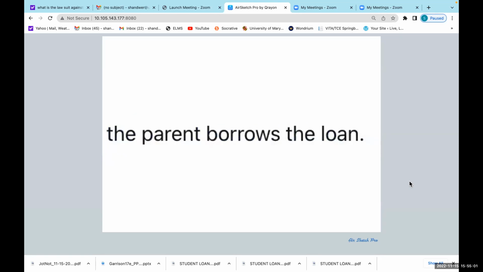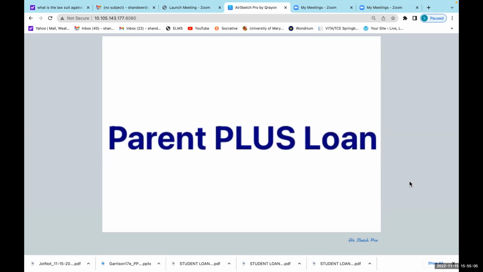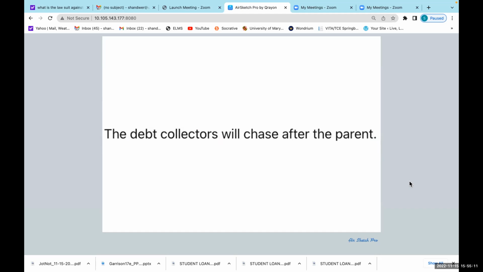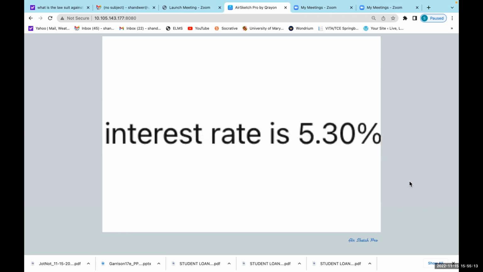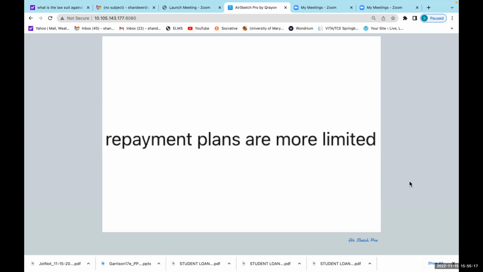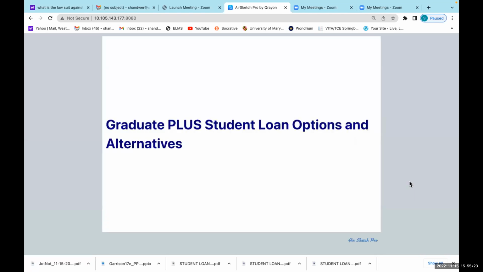Okay, Parent Plus. With the Parent Plus, if you're an undergraduate, that's something to consider, because the parent borrows the loan, and if you can't pay, they'll chase after the parent. That might be fun to watch. Interest rate is 5.3. There's an origination charge of 4%. Just want to see if there's anything else on this slide deck for graduate students, which I think we have more of here. This is the program you're probably already in. If you're with the federal, the Graduate Plus student loan option, it's a great program.